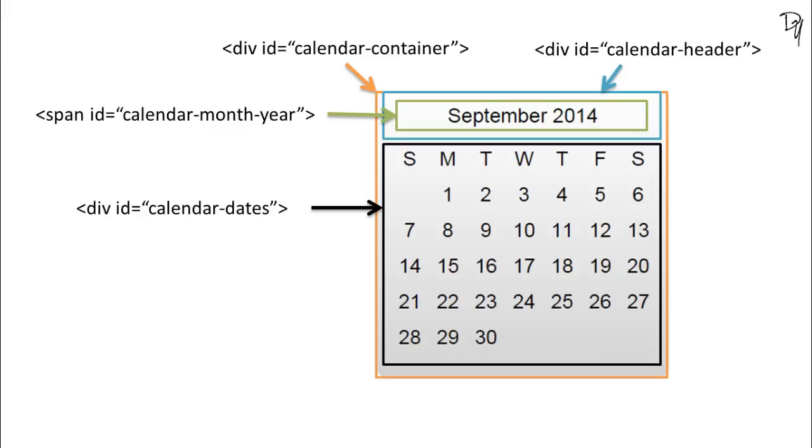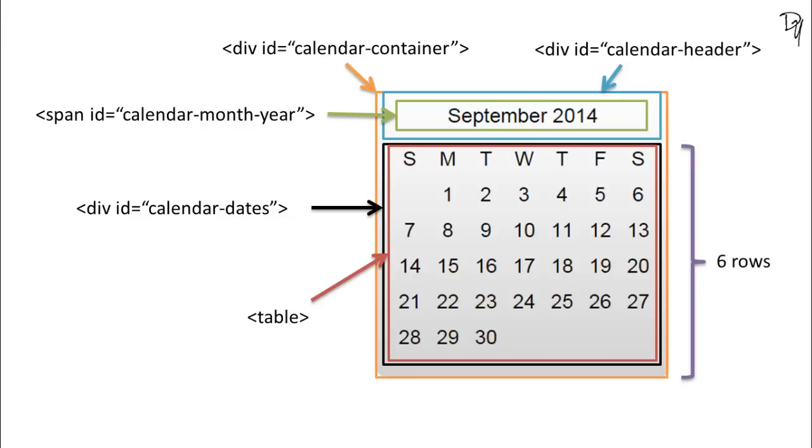Now it includes a table which is created using JavaScript, which we'll see in a moment. And this table has got 6 rows. The first row is for the first letter of the days, like Sunday S, Monday M, and so on. And the remaining 5 rows are for the dates, 1, 2, 3, and so on. And there are 7 columns. Alright then, let's code.